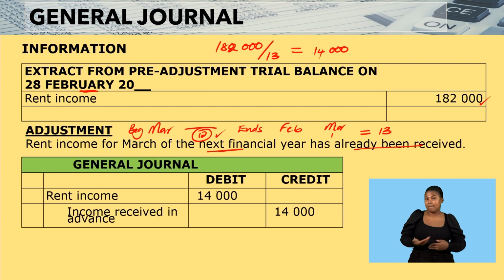How do we record it? In the general journal, we debit rent income 14,000 and we credit income received in advance 14,000. That is the same 14,000 that we had calculated.